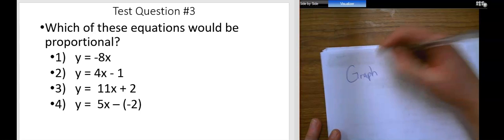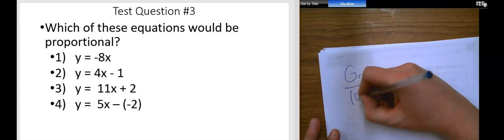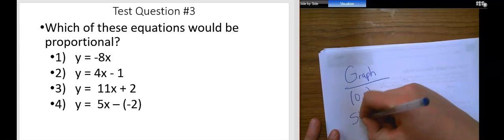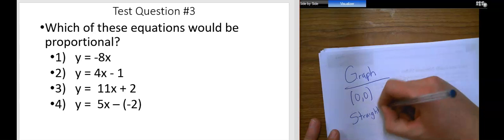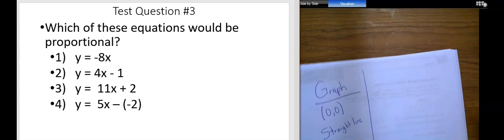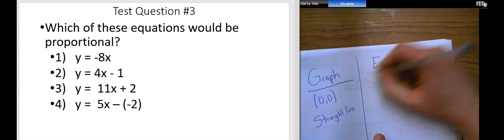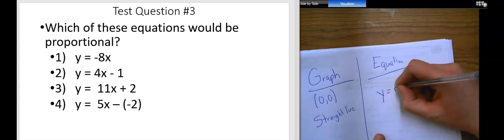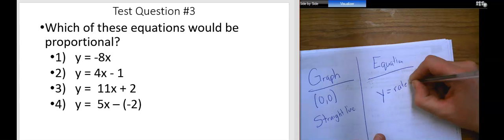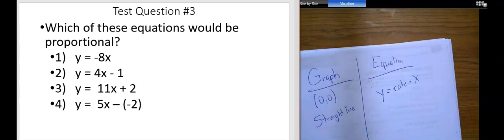So really quick, I want to do a summary of the 3 things and how to tell if they're proportional. First of all, for a graph. If you want to know if a graph's proportional, it's got to go through 0, 0, and it's got to be an absolutely straight line. Those 2 things, it is proportional. For an equation to be proportional, it's got to be y equals the rate times x. Anything extra, it's not.